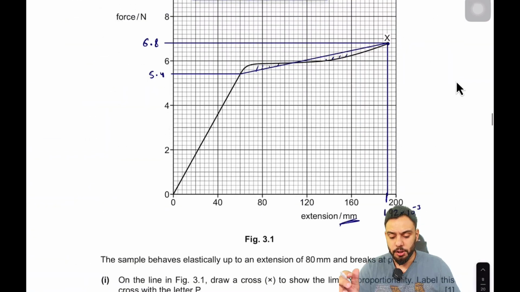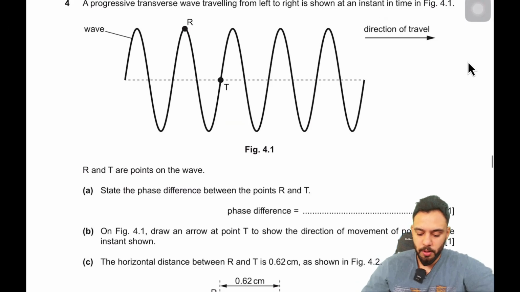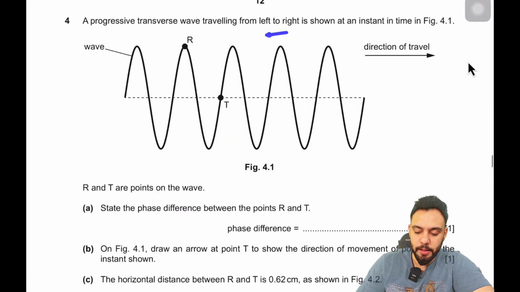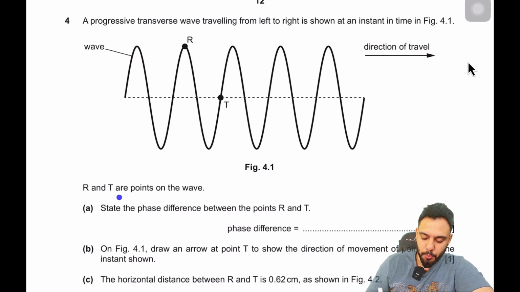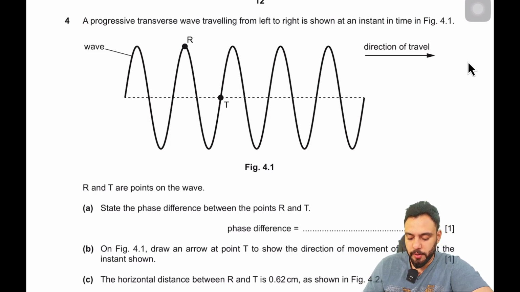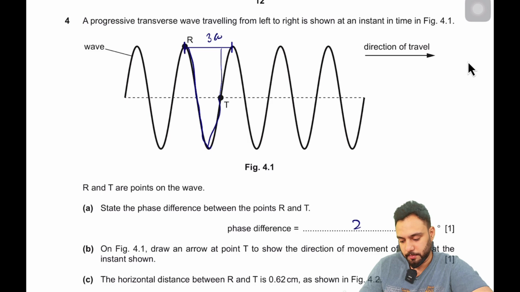So this is going to be question number 3 over here. Moving on to question number 4 now. Right, question number 4. The progressive wave traveling from left to right is shown at the instant in time in figure 4.1. R and T are points on the wave. State the phase difference between the points R and T. So again, if you look at it, one complete wavelength has a phase difference of 360 degrees. This is basically 3/4 of the wave. So this is going to be 270 degrees.